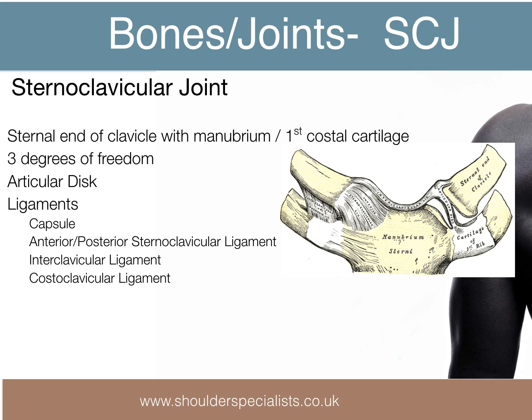The sternoclavicular joint is an articulation between the clavicle and the manubrium sterni, as well as the first rib. Stability is provided by the joint capsule, as well as the anterior and posterior sternoclavicular ligaments, the interclavicular ligaments, and also the costoclavicular ligaments, which attach to the first rib.